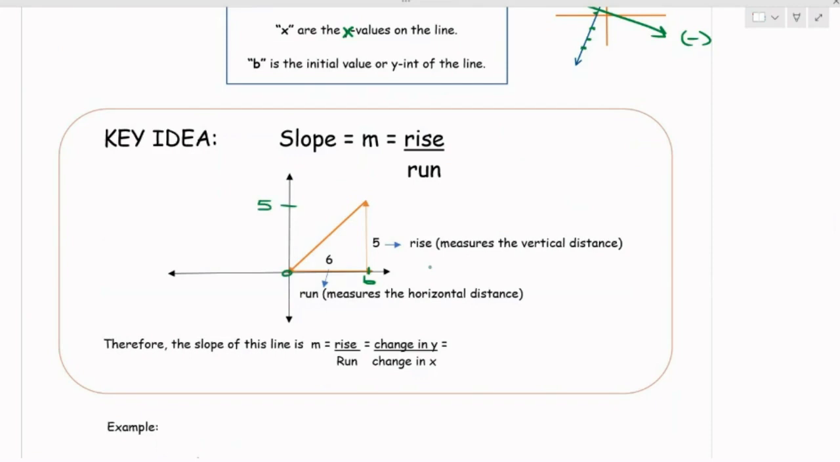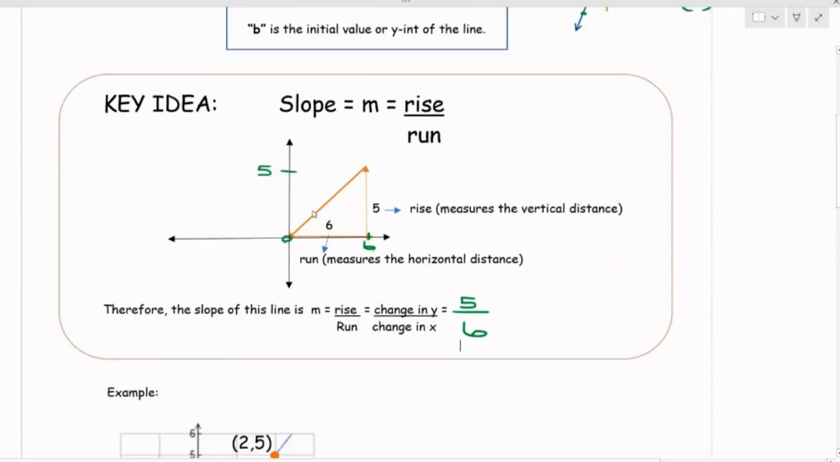Therefore, the slope of this line, m, is going to be the rise over the run, also known as the change in y divided by the change in x. The reason for that is from 0 to 6, we've changed 6 units, positive 6, because we went to the right. Here, we changed vertically 5 units, positive, because we went vertically up. So here, we would write our slope is 5 divided by 6. And of course, if these numbers could be reduced, we would reduce them.